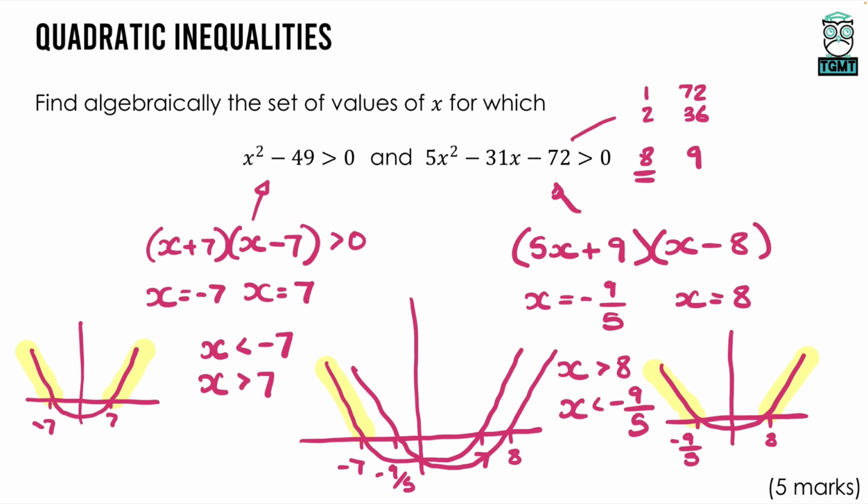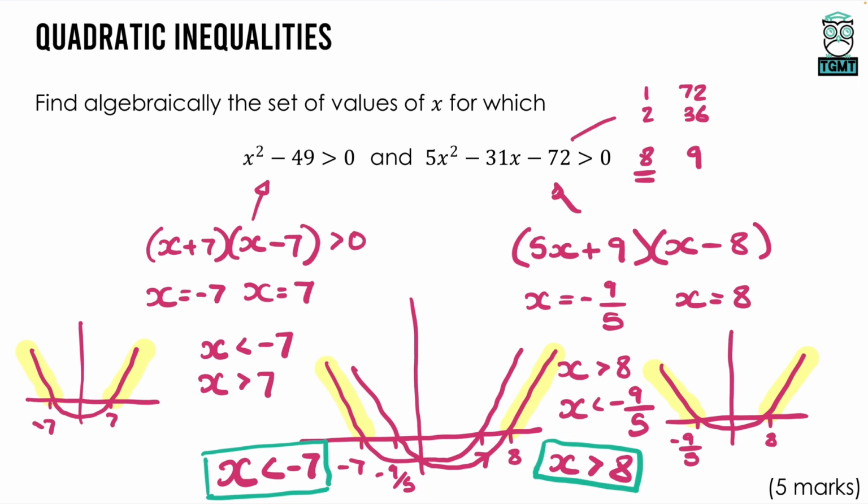Same approach for the one on the right. Numbers greater than 8 will fit both inequalities. If I pick 9, well, that's greater than 7 and it's greater than 8. But if I pick 7.5, that's not greater than 8. It would only work for one of them. So I have to pick the outer parts of the curve, which means that I get two solutions here. We get the one solution on the left, x has to be less than negative 7, and that is one of my solutions. And we get the one on the right, x has to be greater than 8, that larger number on the outside. And there is my second solution.